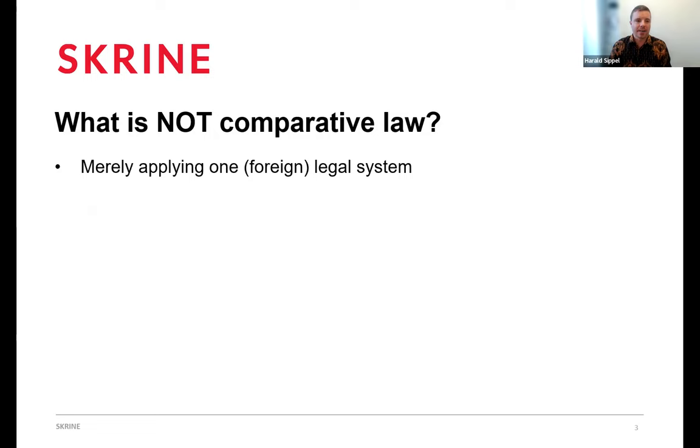What is not comparative law is merely applying one forum or one legal system. For instance, I mentioned before that I predominantly work as an arbitration lawyer and arbitrator. Now, if I work in that capacity and the applicable law is Singaporean law, just as an example, I only apply one legal system and there is no comparison at all. It's just I do everything that I would do in my own national law, except that it's now foreign law. This is not comparative law. This may be called international practice from your own perspective, but it doesn't make it comparative law.